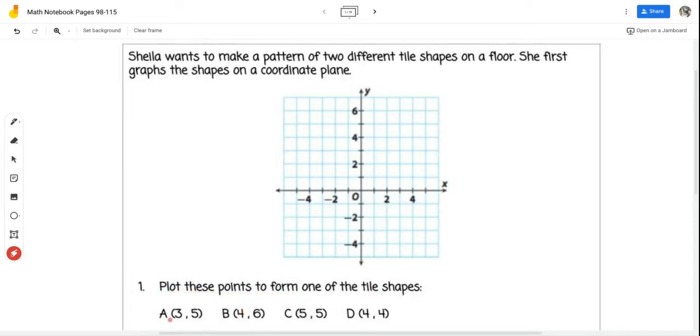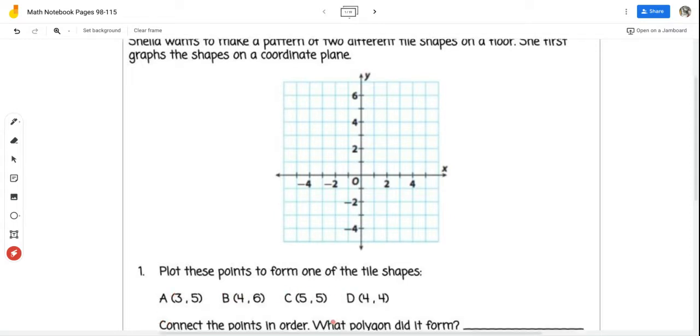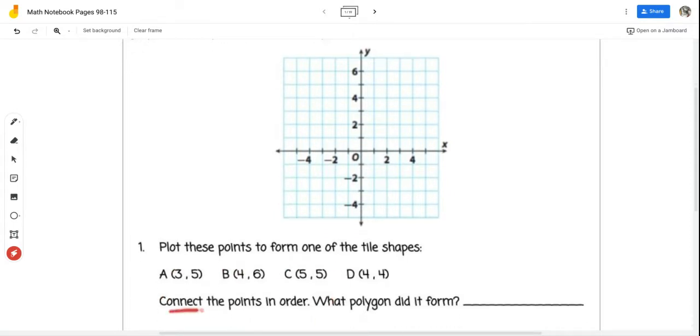So what I'm going to do is plot A, B, C, and D first. Then I'm going to connect the points in order and say what kind of polygon it forms. What kind of shape does it form? So let's take a look. A is 3, 5, the ordered pair 3, 5. So I'm going to go to positive 3 on the x-axis, up to 5 on the y. And there's my first point, point A.